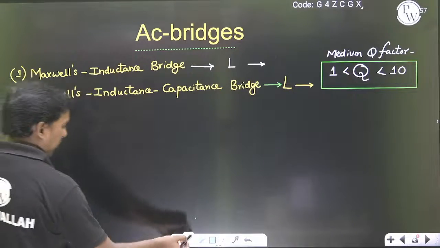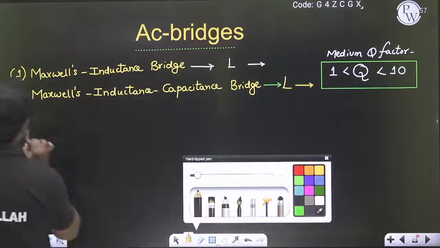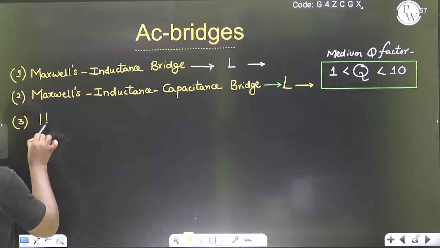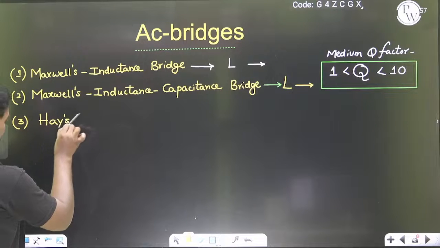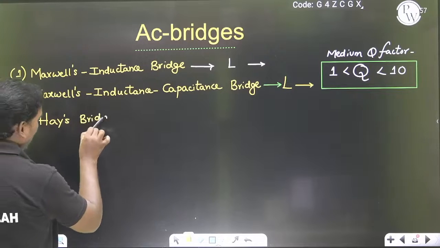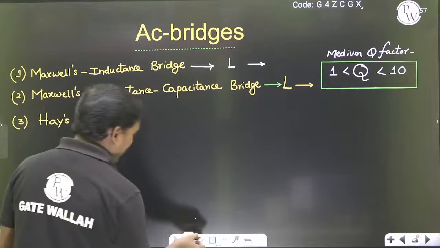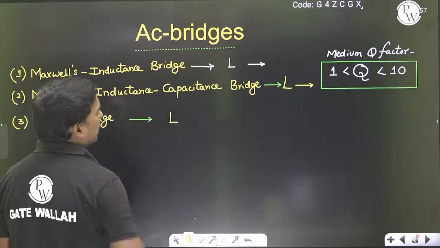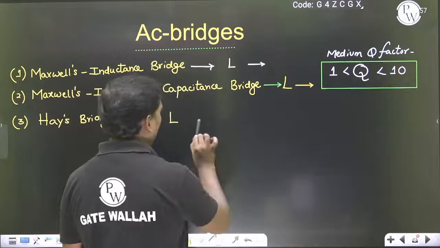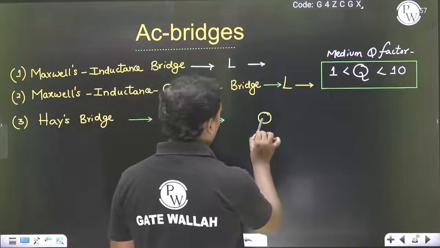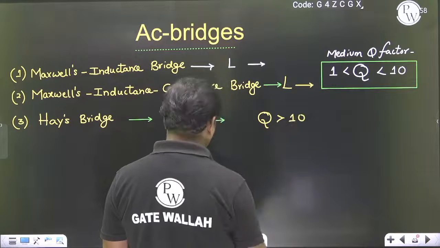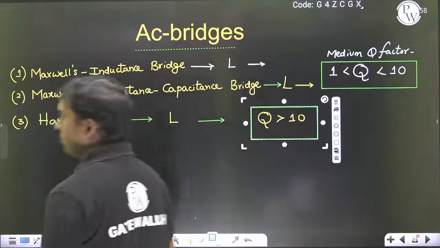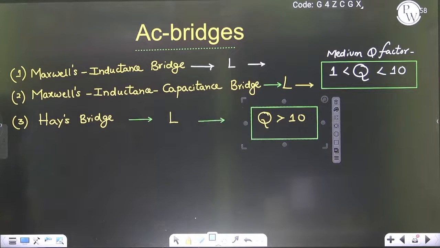Next, the third comes Hayes bridge. If you see the Hayes bridge, this Hayes bridge is also for inductance measurement, self-inductance measurement, but the condition here is Q factor must be greater than 10. Are you following? Q factor must be greater than 10.